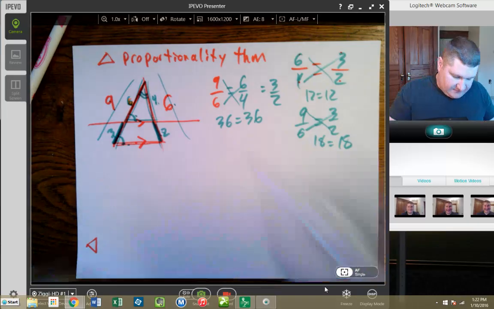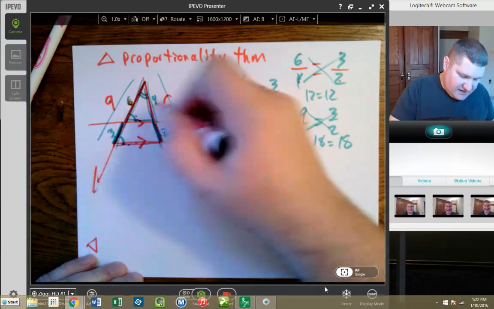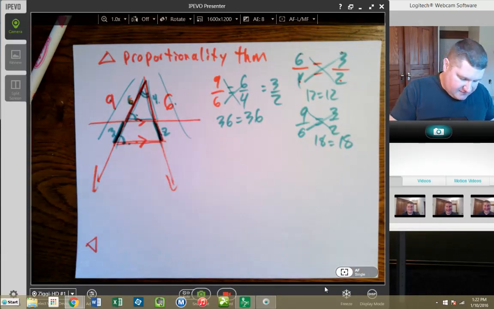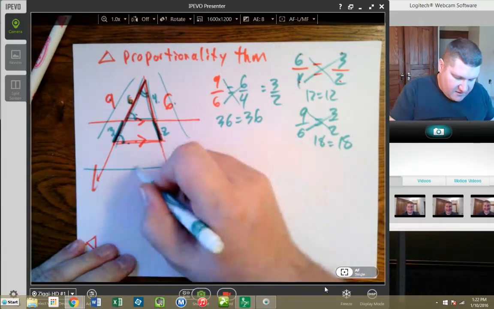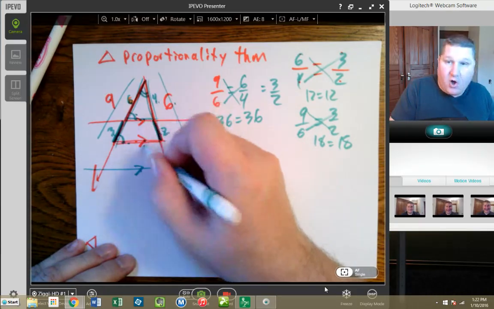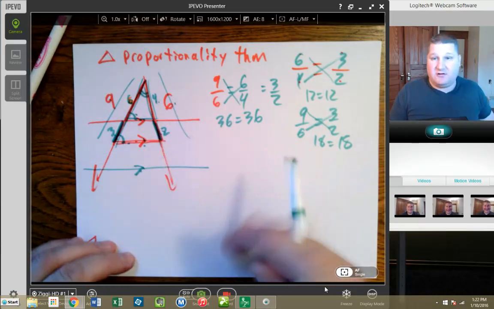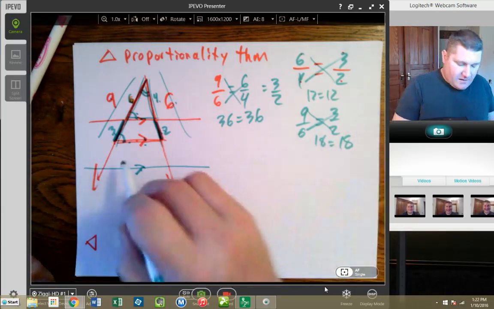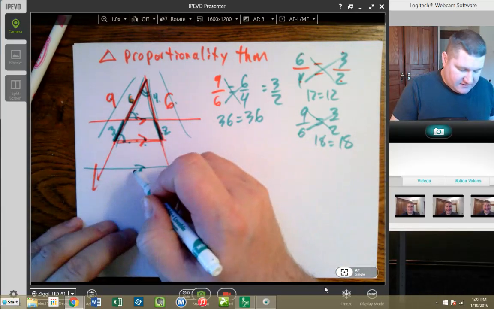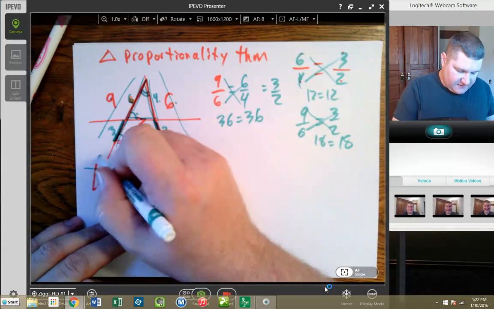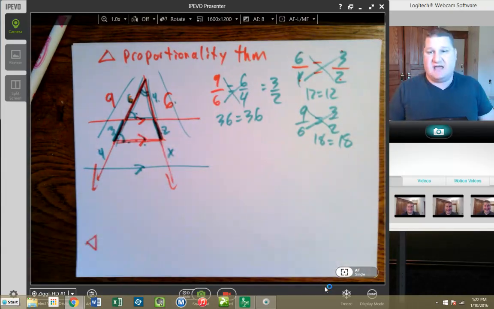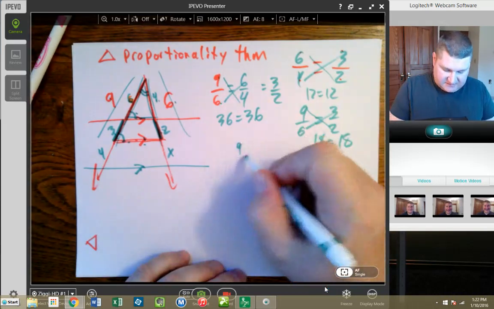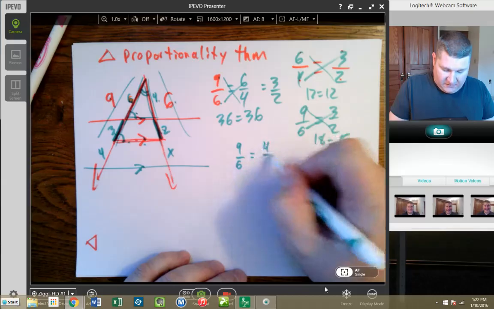In fact, let's drag these sides on down and drag this side on down. If I were to cut it again, the kicker is that these lines are all parallel. 1, 2, 3 are all parallel. They must be what to create proportional sides? Parallel. And let's say for some reason that this is 4. My question is, what is x? Well, I could use any of these. I could say 9 is to 6 as 4 is to x.